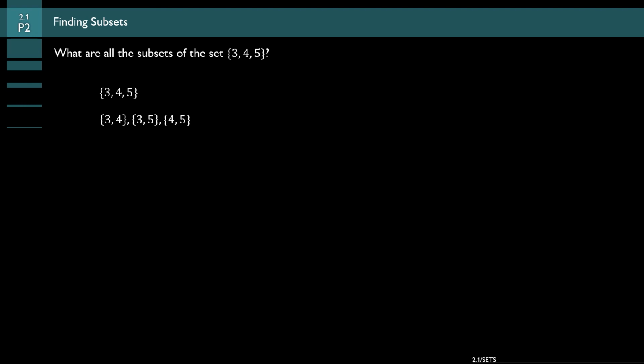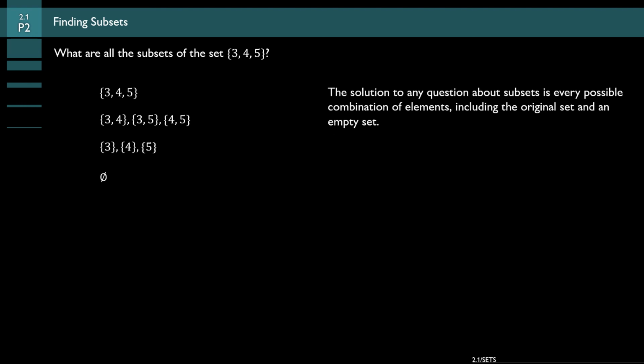Now that we've done all of the possible combinations of 3s and all the possible combinations of 4s, we're going to look for single-element subsets. So {3}, and then {4}, and then {5}. And then our final subset is going to be the empty set, which is just the 0 with the line slash through it. The empty set is always going to be one of the subsets.